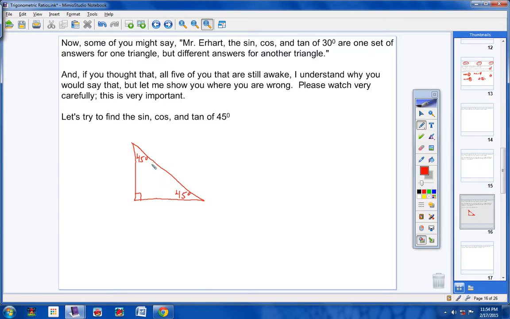So, alright, here's a 45, 45, 90 triangle. Now, remember what we did before? We said the legs have to be congruent because I have 2 congruent angles here. So I called this one 1, I called this one 1. Using Pythagorean's theorem, the hypotenuse is square root of 2. This is what we learned on Friday, okay, guys?